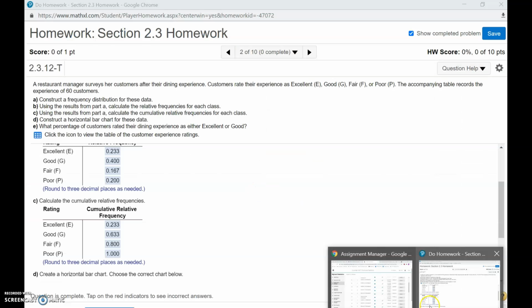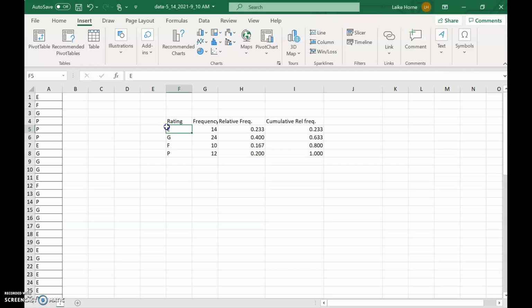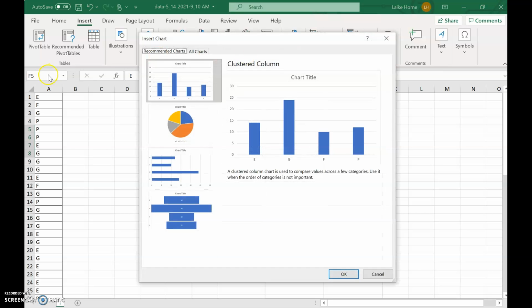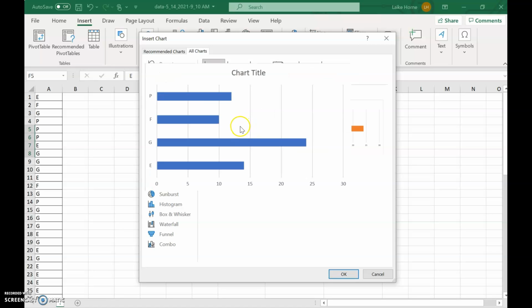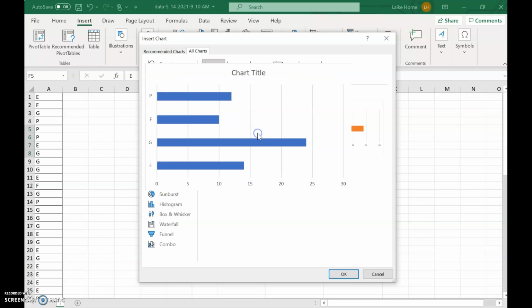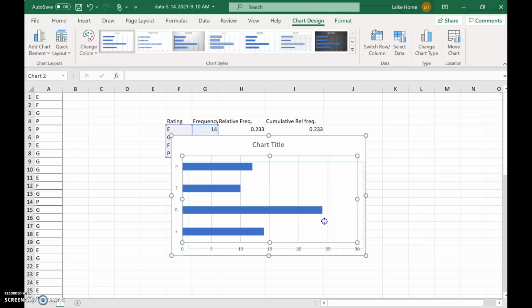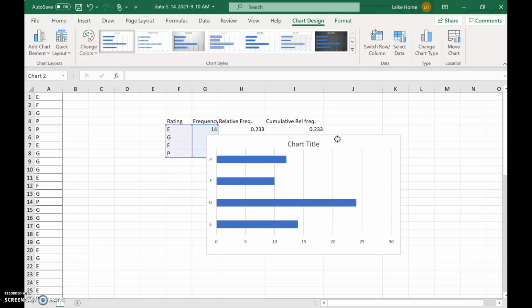Now what I want to show you is how to do the horizontal bar chart. So when you're in Excel and you've gotten your frequencies and you highlight those, you go to insert charts, and it actually has recommended the chart, but to show you, you can go to all charts, click on bar, and the clustered bar here is the one we would pick. Okay, so there is your chart, which technically you don't have to do.